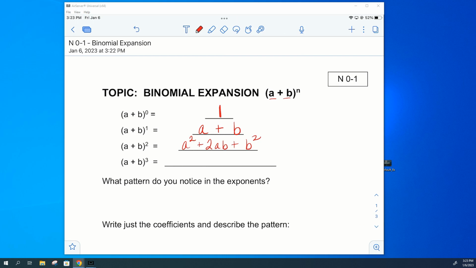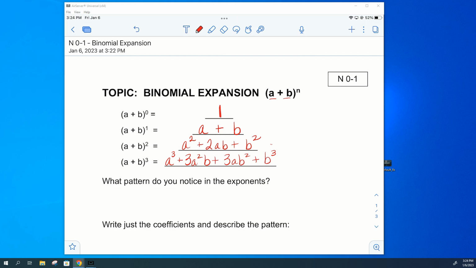Now, if I ask you for a plus b cubed, I'm not going to take the time to do it, but you would have to take this answer, multiply it by a plus b, get in a system, multiply the a through, multiply the b through, add like terms, and if you don't believe me, you can do it on your own, you would get something like this. So you'd have that.